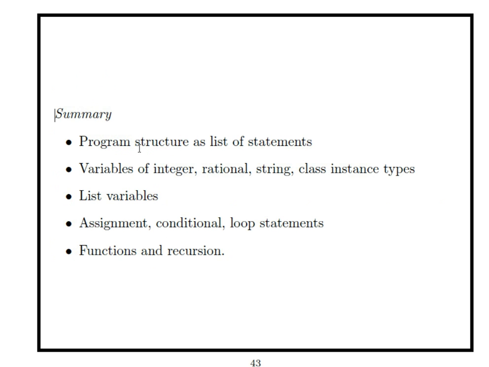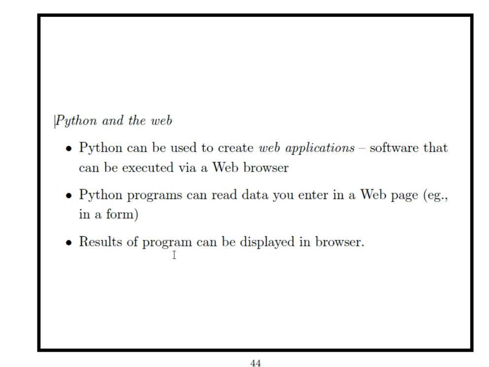Okay, so we've seen already program structure being a list of statements. We've seen different kinds of variables. We've seen all the statements now of Python, and we've seen functions and recursion. In the next part, I will deal briefly with how you use web internet applications in Python.